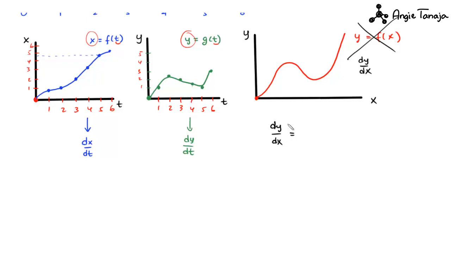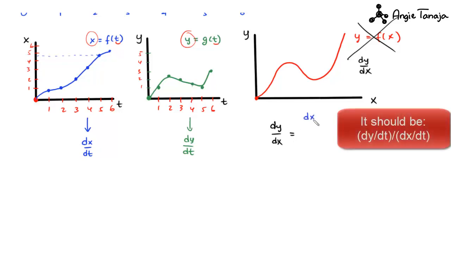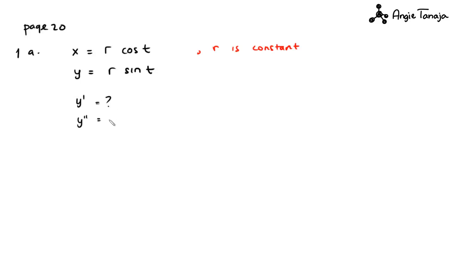So the dy over dx will be just the ratio between dy over dt over dx over dt. We have the parametric equation of x equal to r cos t and y equal to r sin t. In this case, you know that r here is a constant. Now, the question is, you have to find the y prime and also y double prime.